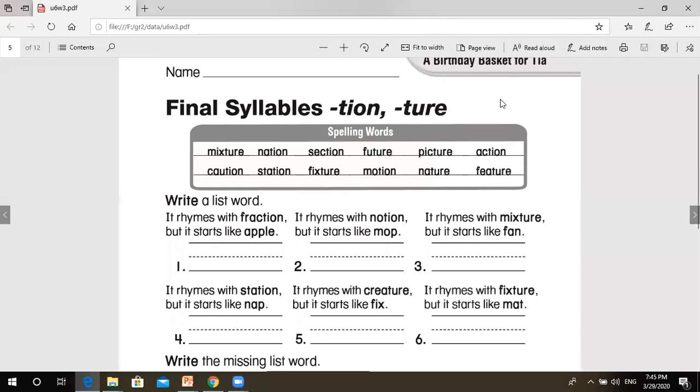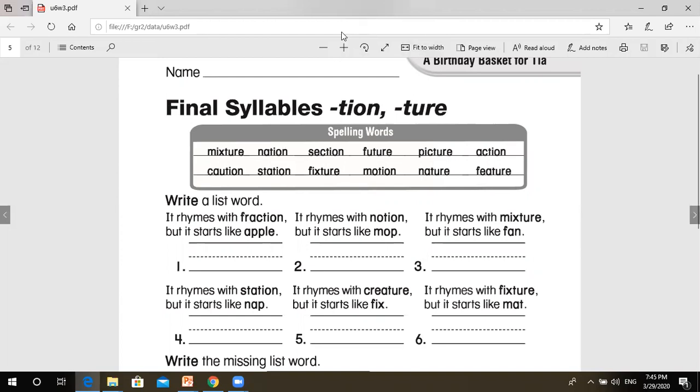Now open your Readers and Writers notebook to page 509. Okay, are you ready? Bring your book and your pencil and be ready to write with me. Let's read the words one more time. Master, nation, section, future, picture, action, caution, station, factor, motion, nature, feature.